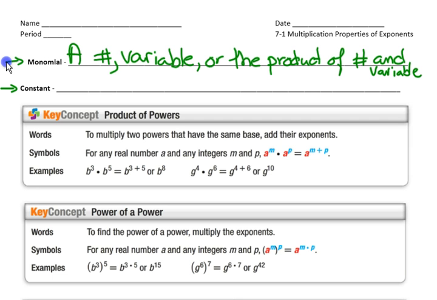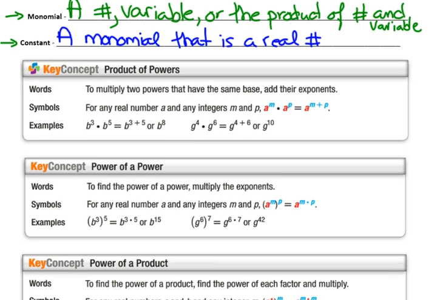A constant is a special kind of monomial. We've talked about constants before. Now we're just saying that they have another name, and it's a monomial that's a real number. So in other words, no variable. So if all you have is a number, it's also called a constant. The monomial is called a constant. So today we're going to look at 3 different types, and we have 3 different sets of rules.